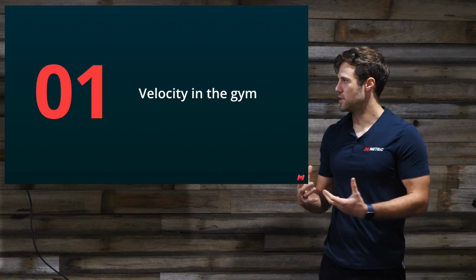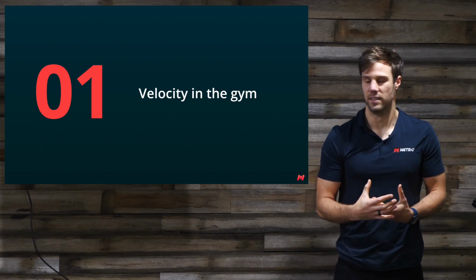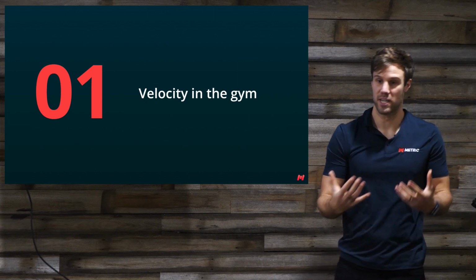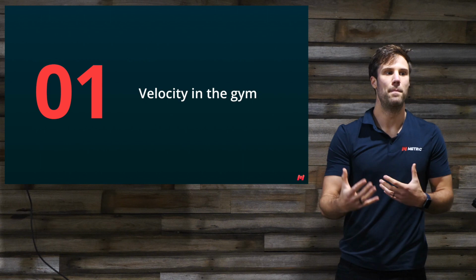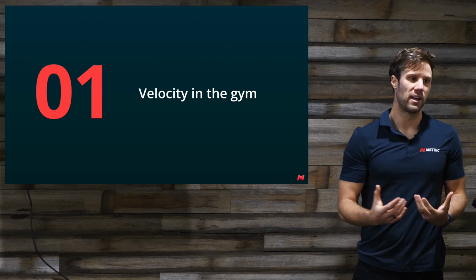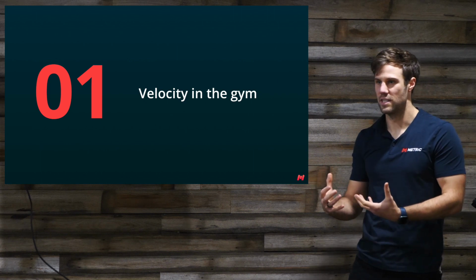So this term velocity-based training, I actually don't really love it, because everyone is training with velocity all the time. If you choose to do an isometric, that is still a choice about velocity. So velocity is this constant that's always happening in our training. It's just whether you're tracking it or not. So tracking velocity is the real difference here.